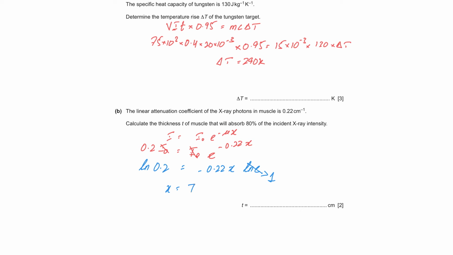X is equal to 7.3 centimeters. Because our linear attenuation coefficient was in per centimeters, our answer is in centimeters, so 7.3 centimeters.